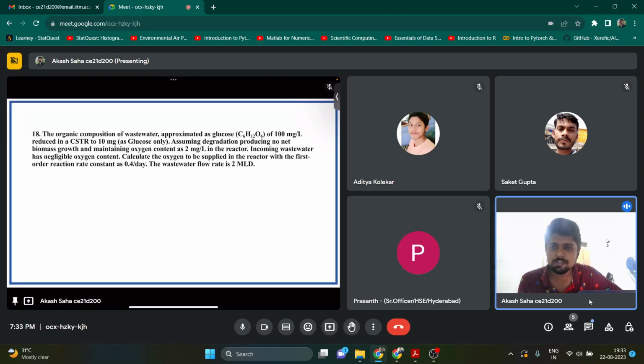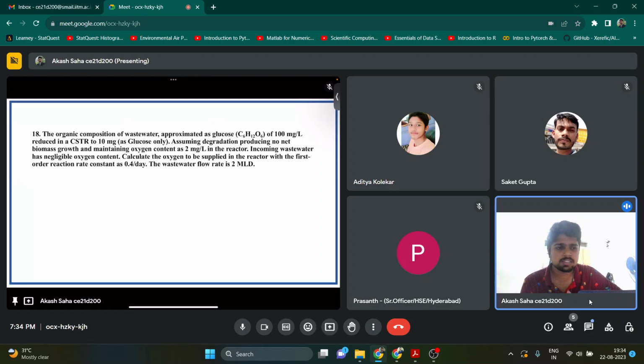The organic composition of wastewater, which is estimated as glucose of 100 milligram per liter, is reduced in a CSTR to 10 milligram per liter. Assuming that the degradation produces no net biomass growth and an oxygen content of 2 milligram per liter has to be maintained in the reactor, and the incoming wastewater has negligible oxygen content, how much oxygen has to be supplied in the reactor for a first order reaction of 0.4 per day and the flow rate is 2 ml?